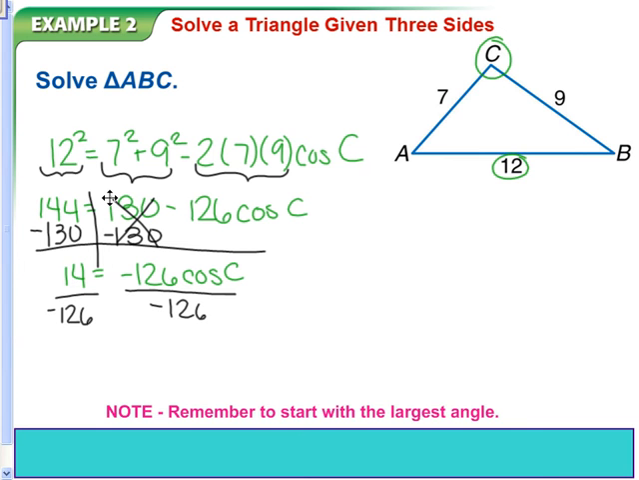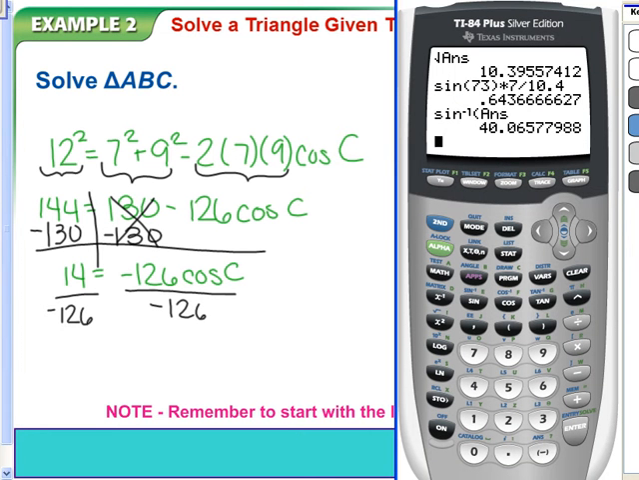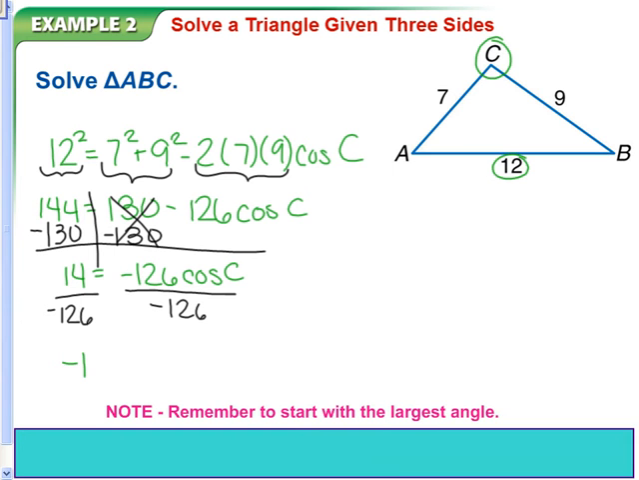So let me do that up on this calculator. So we go 14 divided by negative 126. And we get negative 0.1 repeating. Cosine of c.